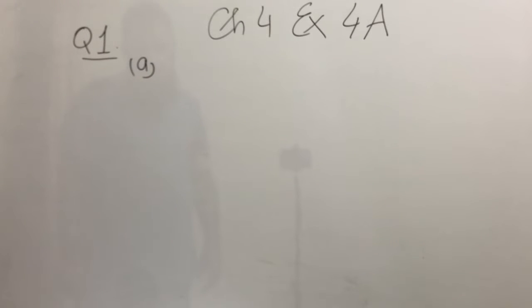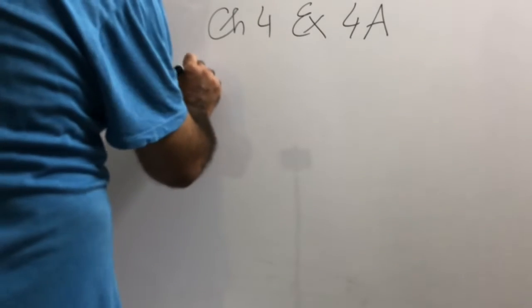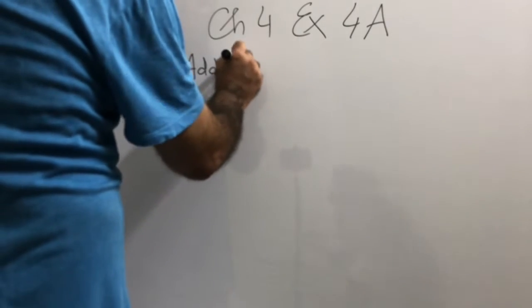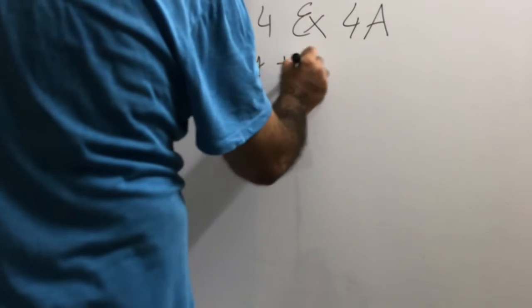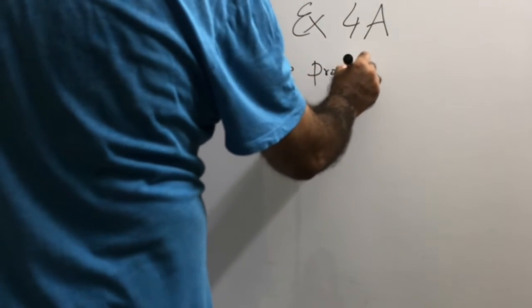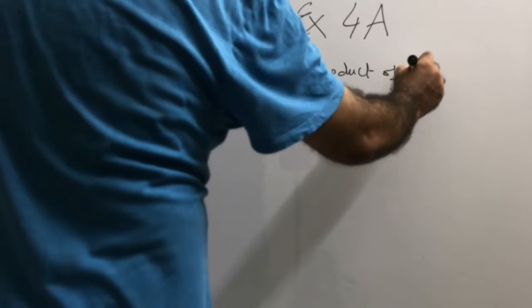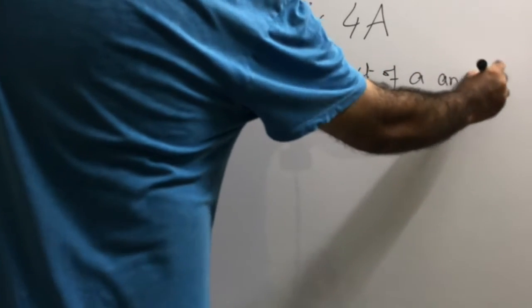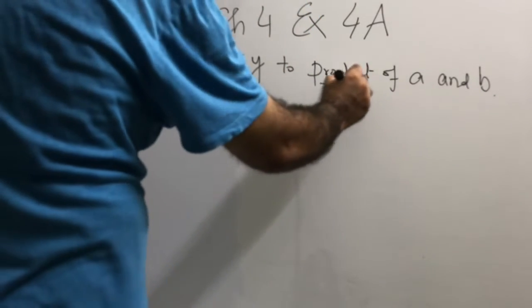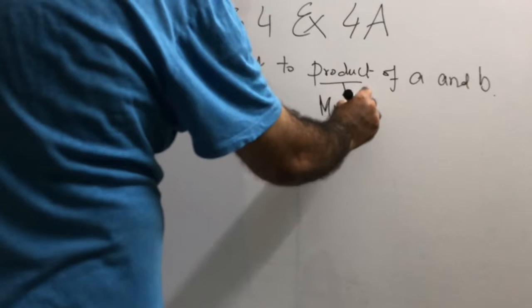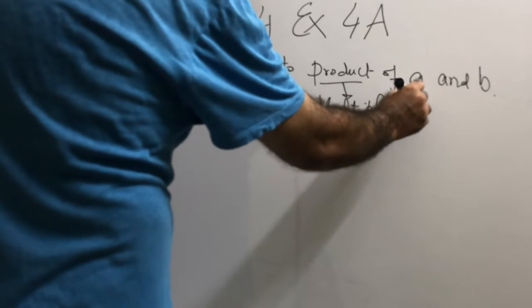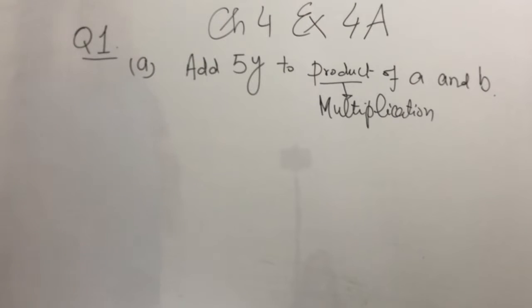Part A says add 5y to the product of A and B. We need to add 5y. We know we will add 5, but where? To the product of A and B. What is the meaning of product? Product means multiplication. Keep in mind, product means multiplication.